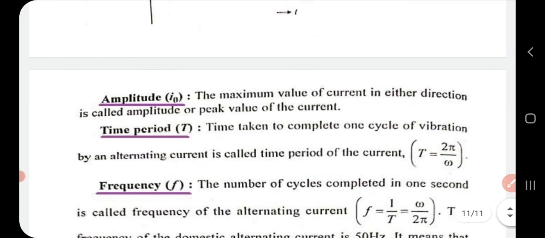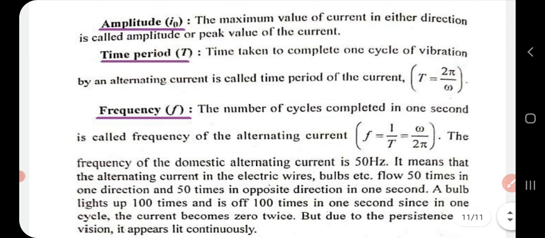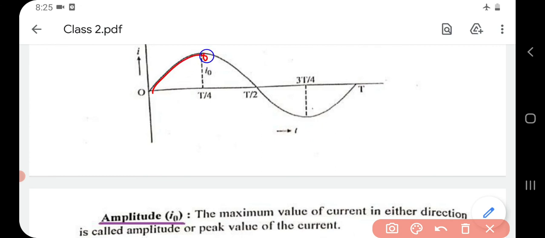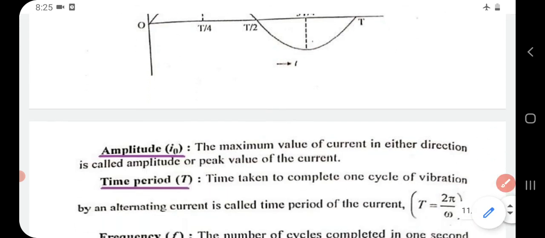Then a few more definitions. What is amplitude? The maximum value of current in either direction is called the amplitude or peak value of current. That is the maximum value. This one is the maximum value in one direction, and this is the maximum value in the opposite direction. That stands for the value of amplitude.